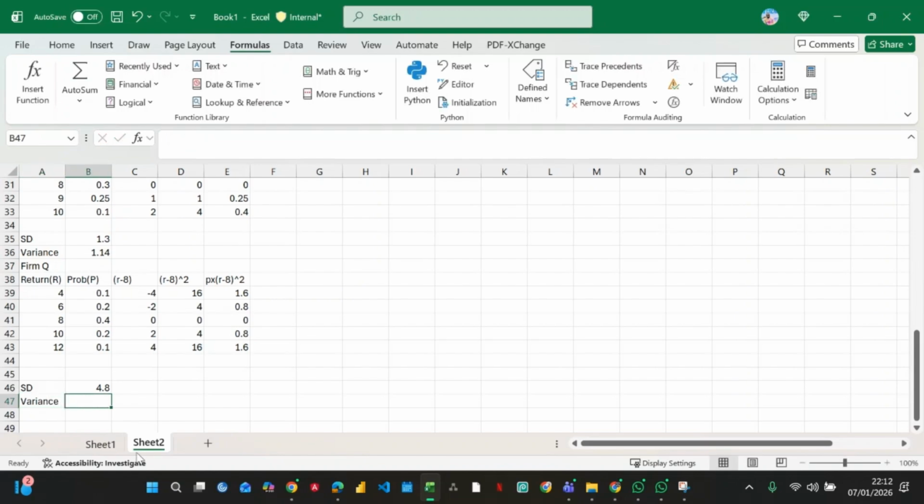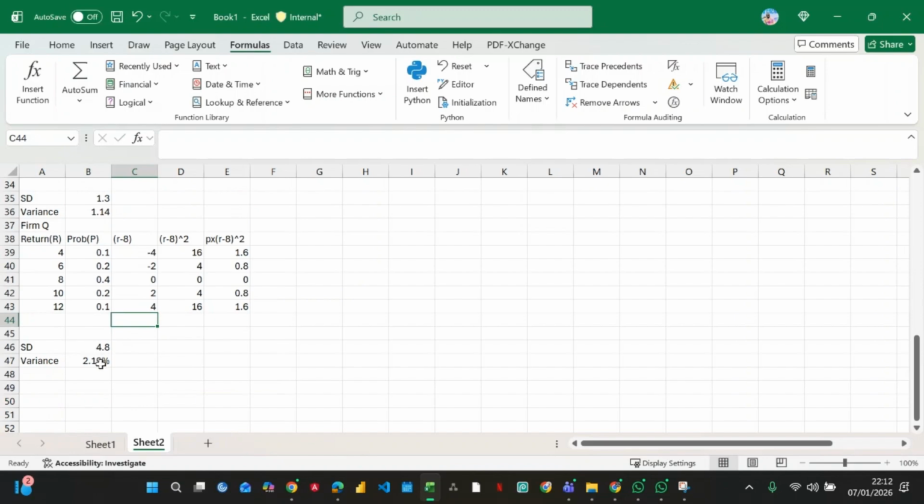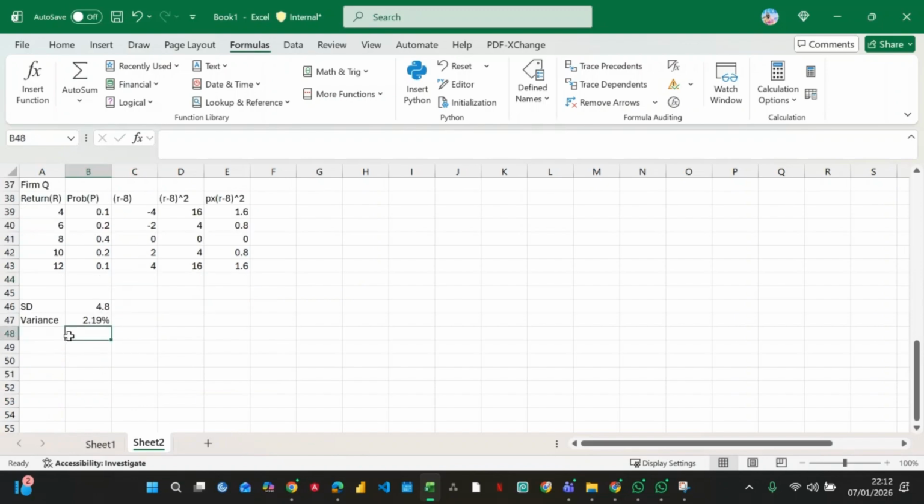So I'll use it to get the variance. I will now say okay, this one is the square root of 4.8. Then that will give me 2.19 percent actually. So that's what I'll have. So when I have this, right?